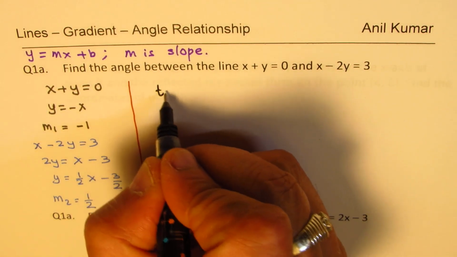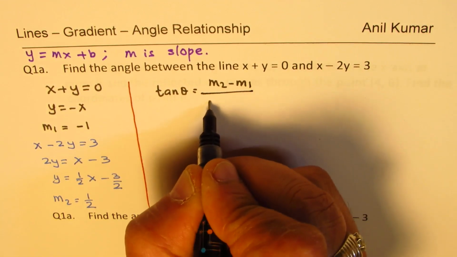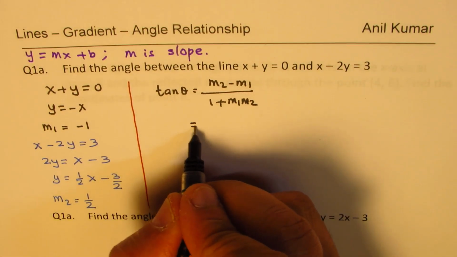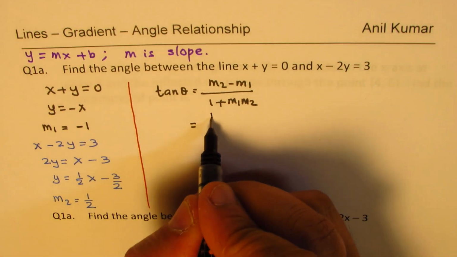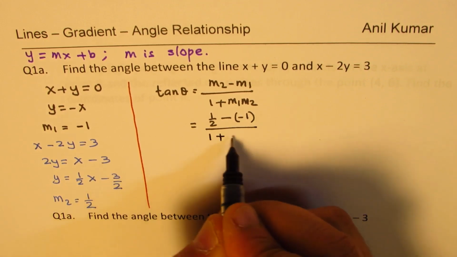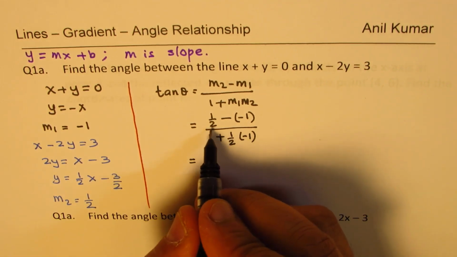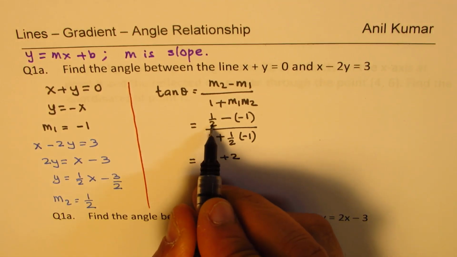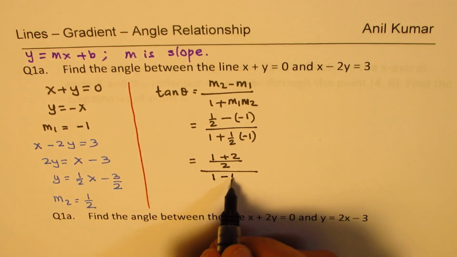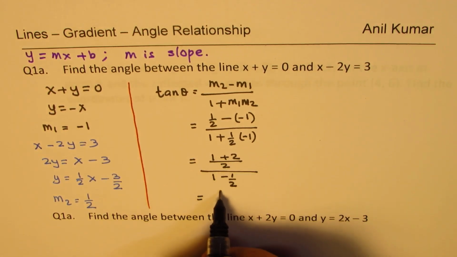Now for the angle between the two lines, we have the formula tan theta equals to m2 minus m1 divided by 1 plus m1 m2, correct? So we can write from here, m2 is half minus 1, over 1 plus half times minus 1, correct? So that gives you what? That gives you 1 plus 2, taking 2 common denominator right here. And in the denominator, we have 1 minus half. Correct? So we could simplify this and write this as 3 over 2.